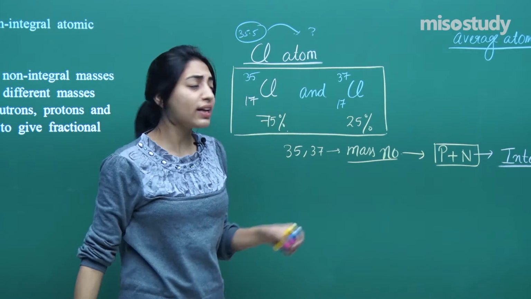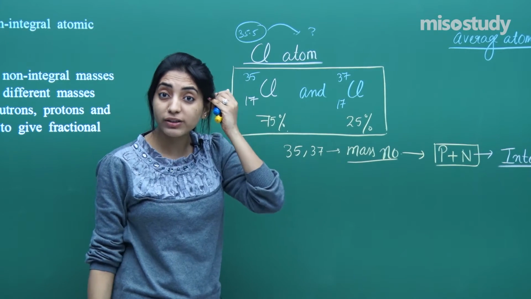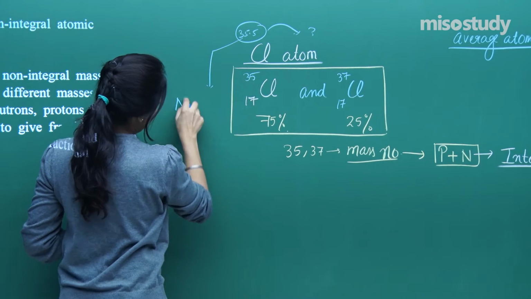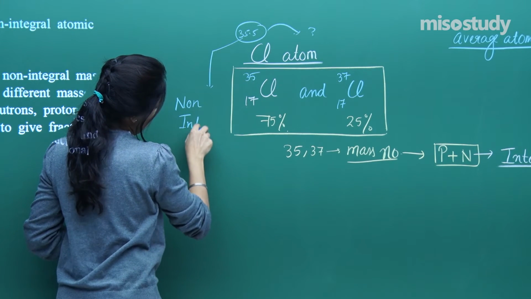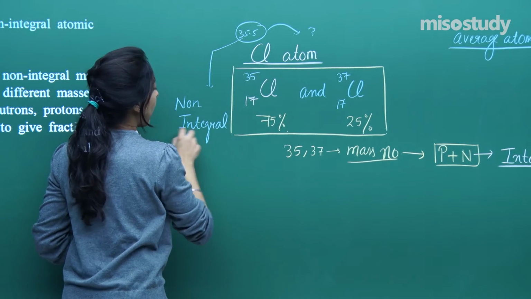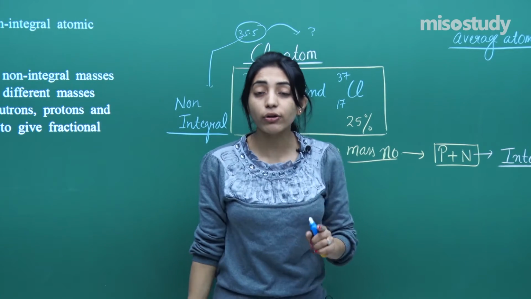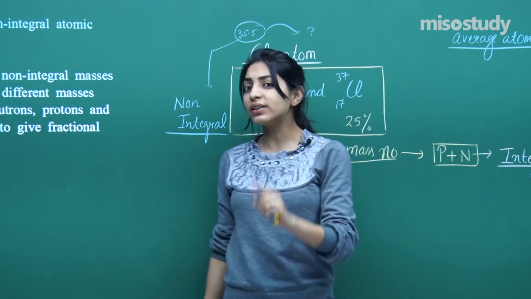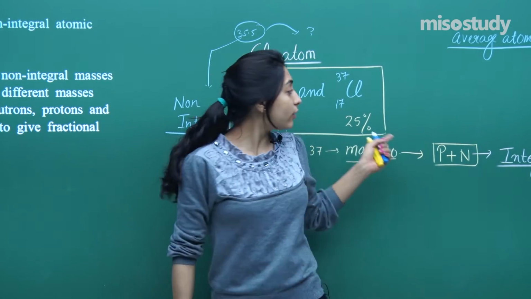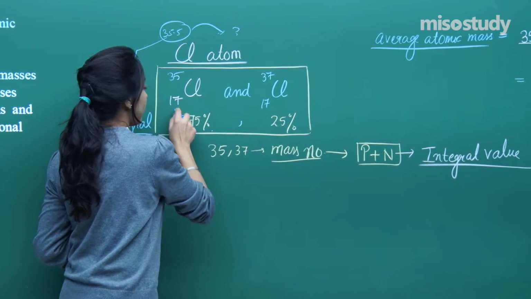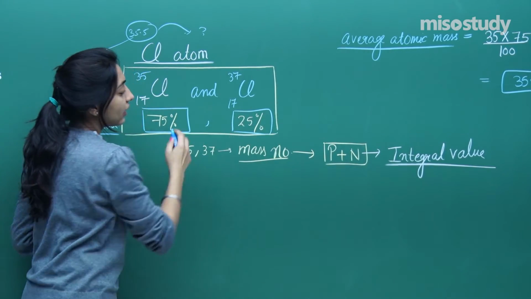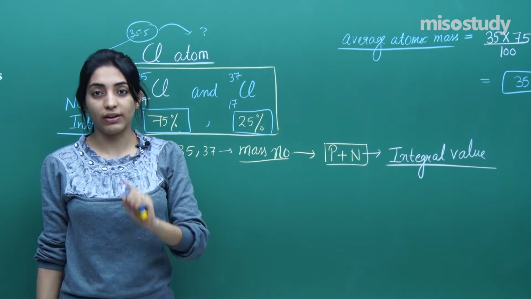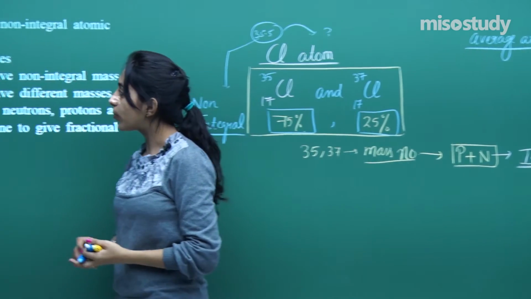But is it correct to say that this is coming because of the number of protons plus neutrons? No, right? So the non-integral mass of any particular element is found out. Why? Because the element is there in the isotopic form. Not only this, I am also very sure because the two isotopes occur in different amounts. And since they are occurring in different amounts, the atomic mass may be found to be a non-integral value. Right? Let us look at the options.